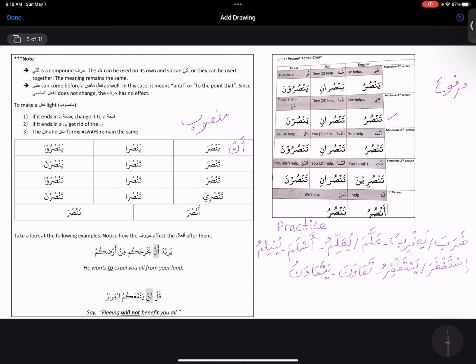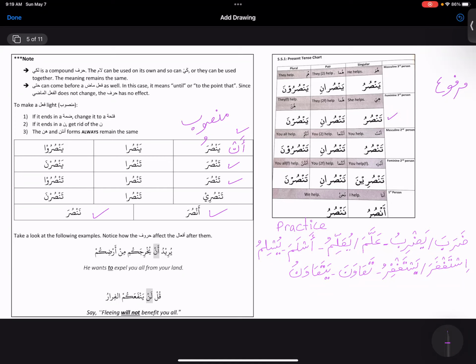So what is happening? Fil mudari is supposed to end on dhamma, but when these haruf come, it will change into fatha. And that is the case only with our five in your pocket: yansura, tansura, tansura, ansura, and nansura. All these five will end on fatha instead of dhamma. Their dhamma has changed into fatha because an has come, or lan, or izan, or hatta, or likai has come. So that is the case with the five in your pocket.